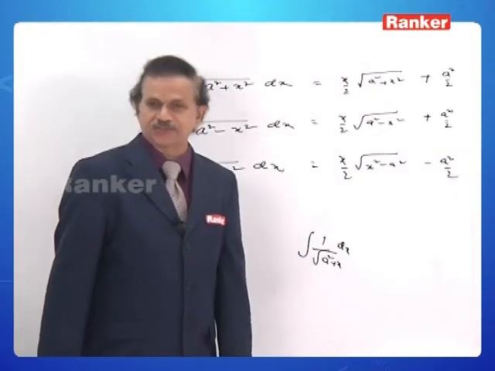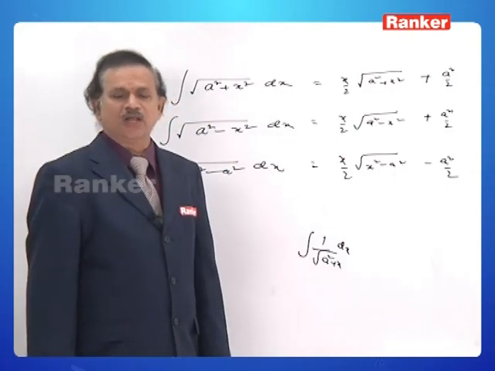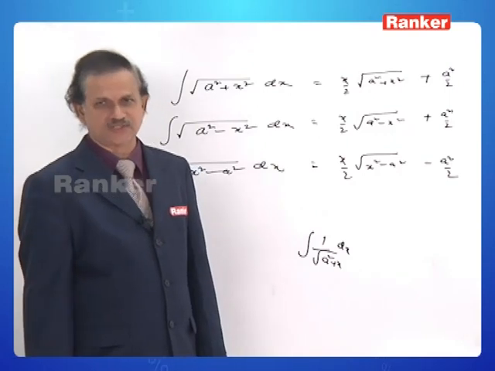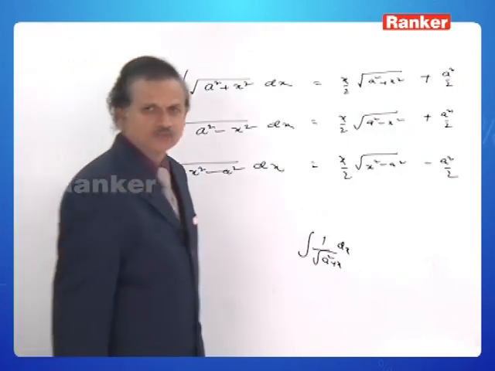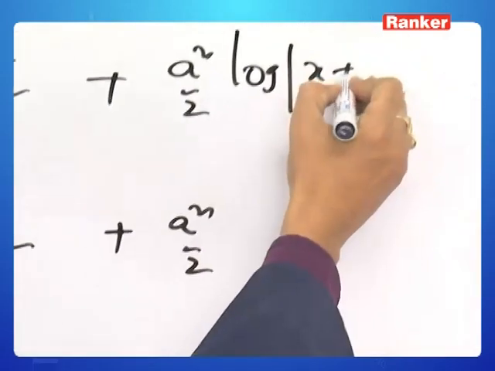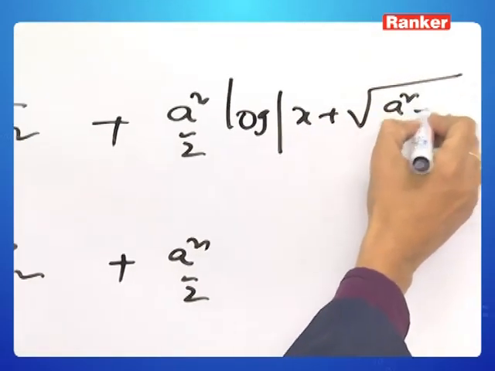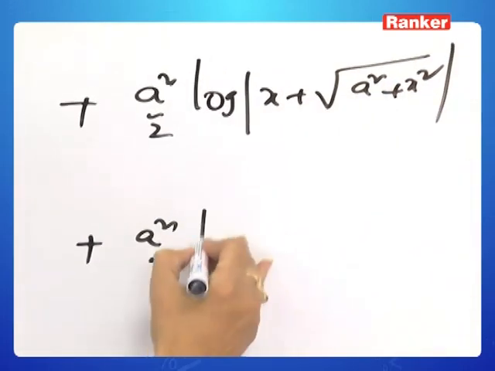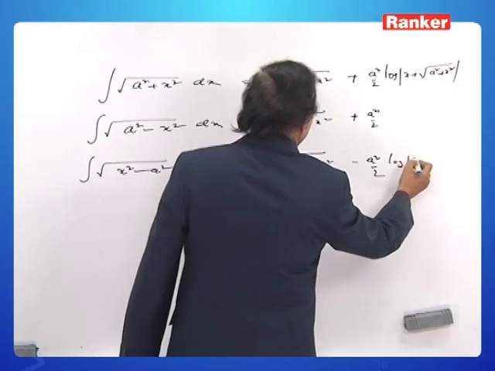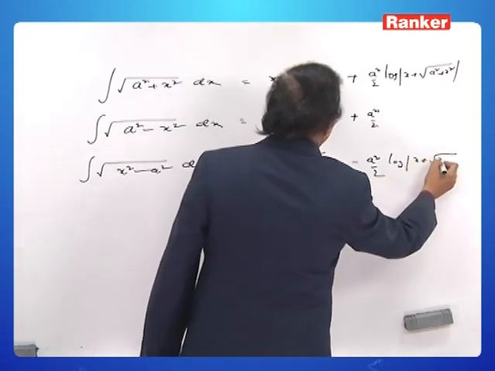There are two answers. One is log mod x plus root of a square plus x square. Another is sinh inverse x by a. And in most of the cases we use log mod x plus root of a square plus x square. It is also, this is also log mod x plus root of x square minus a square.